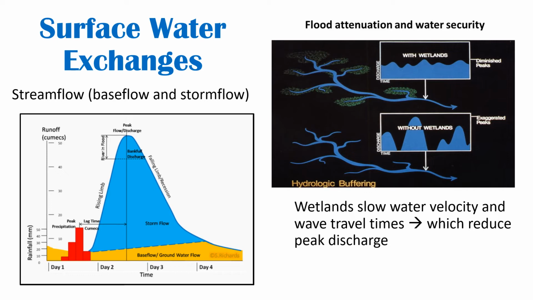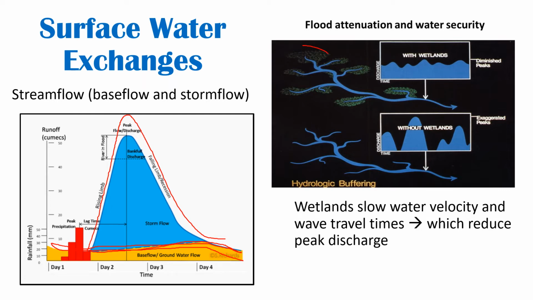On the left-hand side, I show stream flow and the difference between base flow and storm flow. The base flow is the orange line down here, which is your standard rate of flow in a stream. The storm flow is a high peak after a rainfall event. And the picture on the right shows what can happen during these storm events when you don't have wetlands.